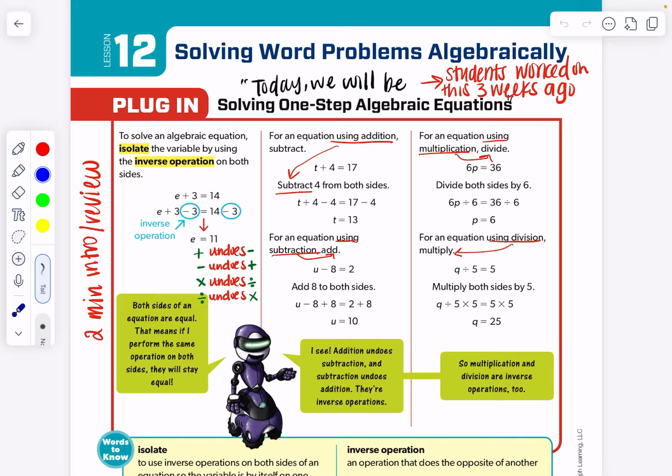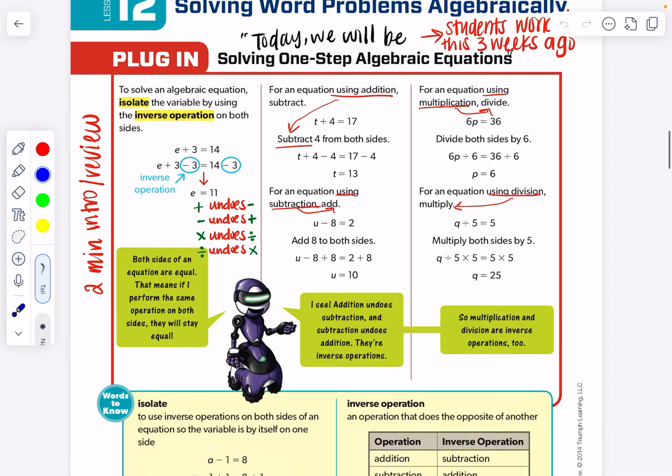modeling this lesson. The key pieces to remember are that when we are solving equations, we have to use inverse operations in order to isolate the variable, right? So addition undoes subtraction, subtraction undoes addition, multiplication undoes division, and division undoes multiplication, right? So for your own internalization, here are 4 different examples on how to use each of the operations to isolate the variable.